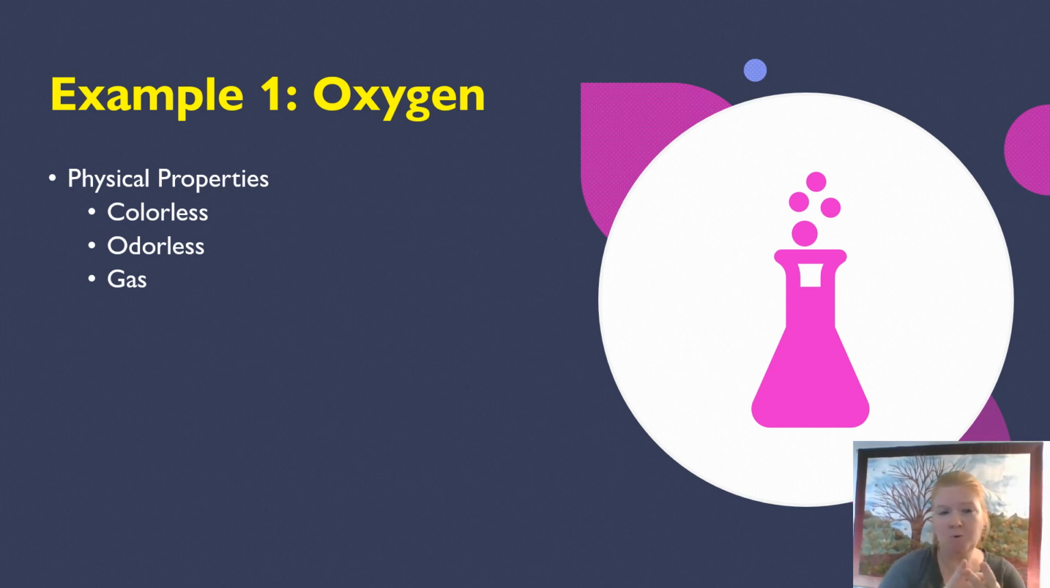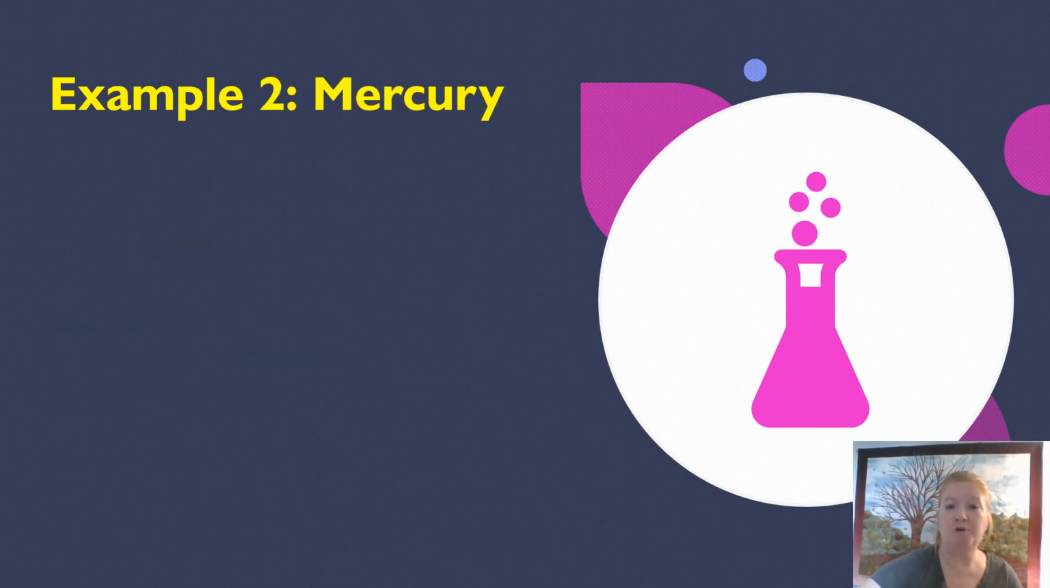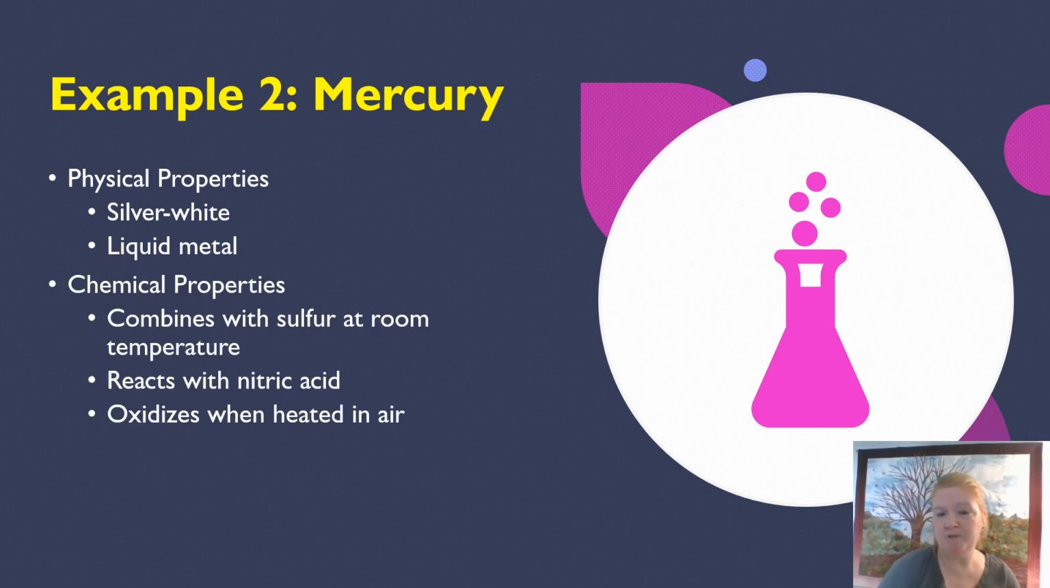Here's an example, oxygen, some physical properties. Colorless, odorless, it's a gas. Chemical properties, supports combustion and it's soluble in water. Mercury, physical properties, it's a silver whitish color, it's a liquid metal. Chemical properties, it combines with sulfur at room temperature, it reacts with nitric acid, and it oxidizes when heated in air. So those are the chemical properties. So physical properties, I don't change it, I just describe it. Chemical properties, I try to change it.